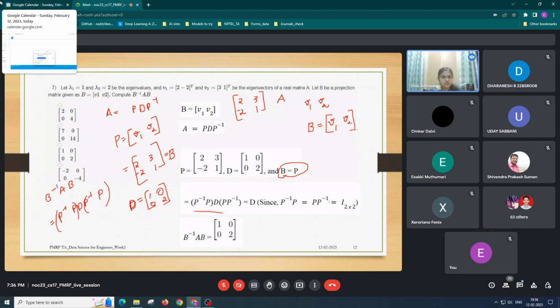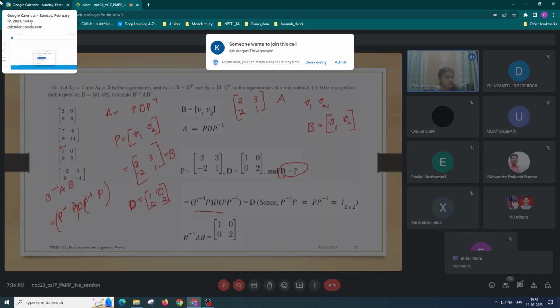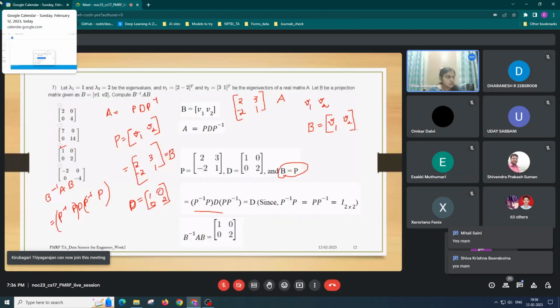Computation of that is equal to 1002. So the option is option C. So is this question clear? PPT I'll be giving. So if it's clear, then we'll move on to the next question.